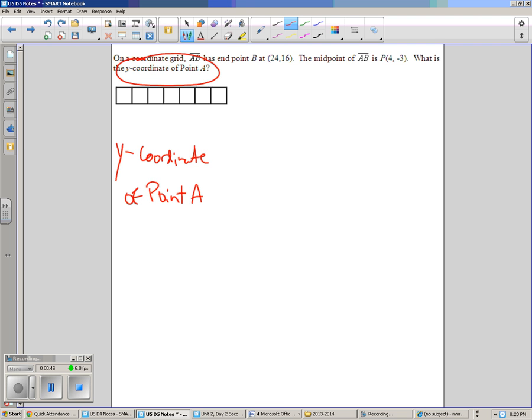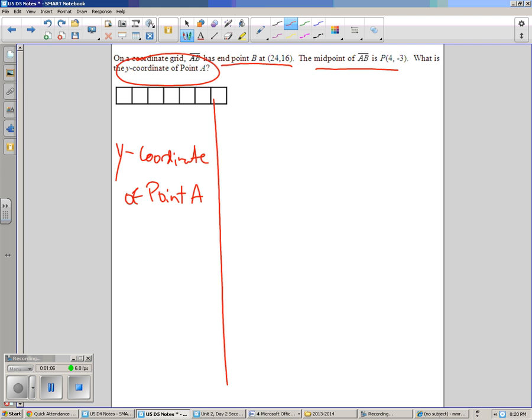All right, here we go. Let's look at what we're given in the problem. AB has endpoint B and midpoint P. So we're given the endpoint and the midpoint, so obviously they are looking for the second endpoint. Now there are actually two methods to solving for the second endpoint of a line segment.